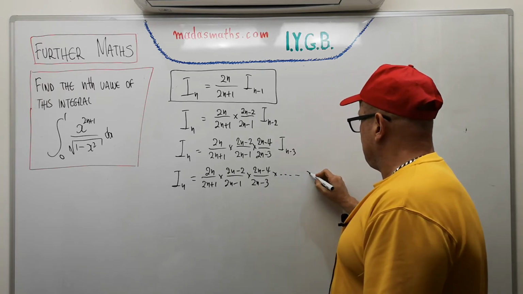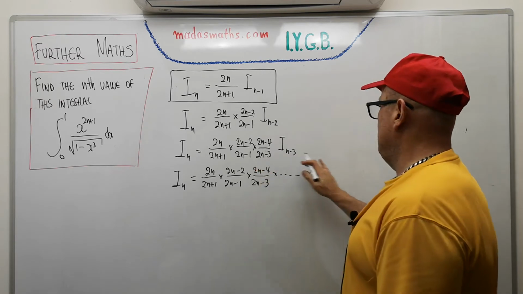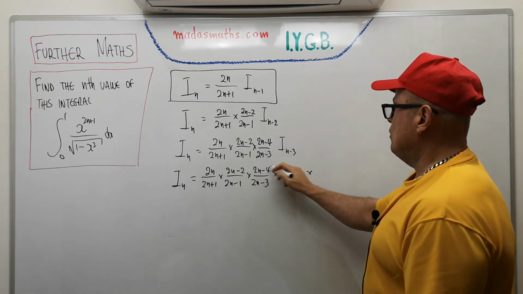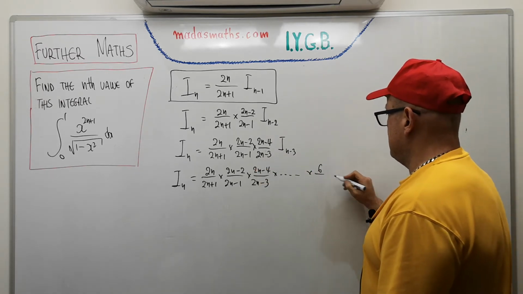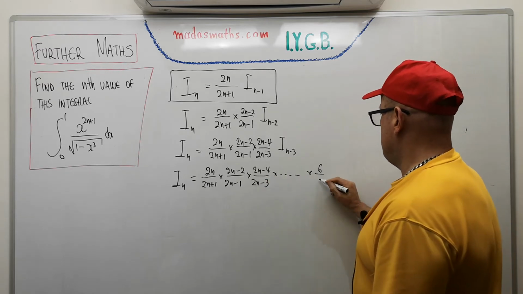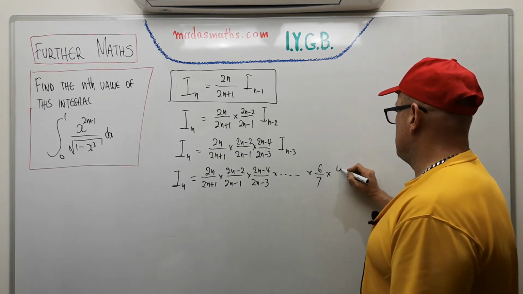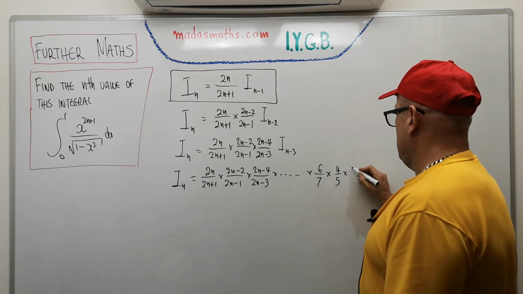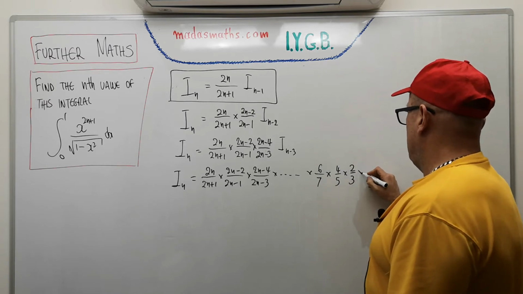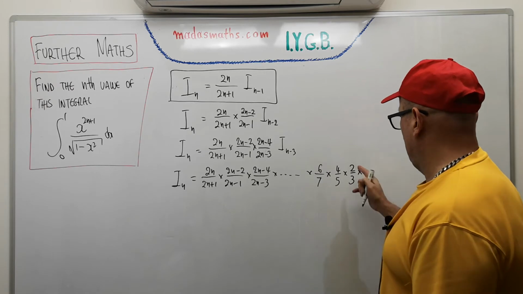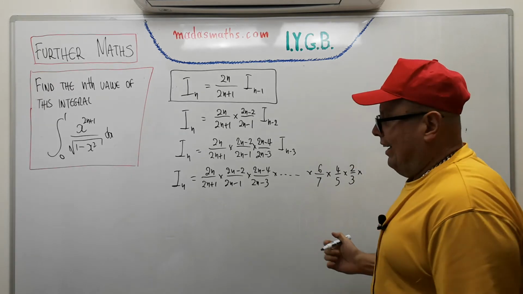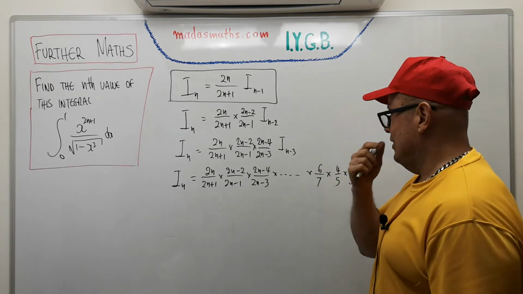And quite obviously at some stage, coming to the end, because these are always even numbers, it'll be 6. This is always bigger, so 6 sevenths. Then it would have been times 4 fifths times 2/3. I can't do more because, of course, the next one would have been 0, and I can't put 0 because with 0 there, the whole thing is gone.